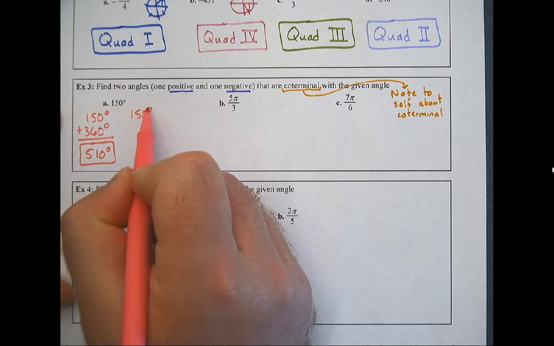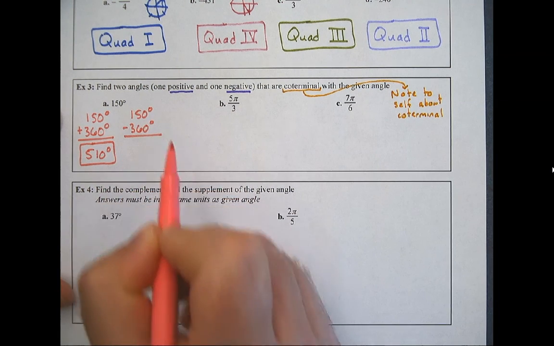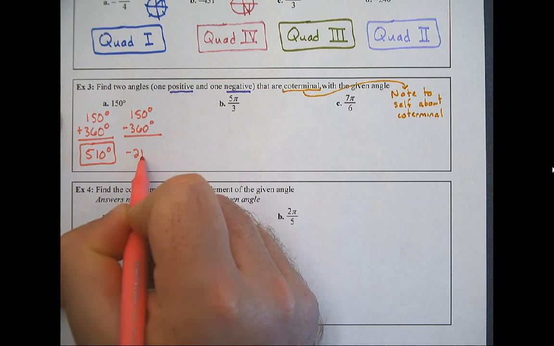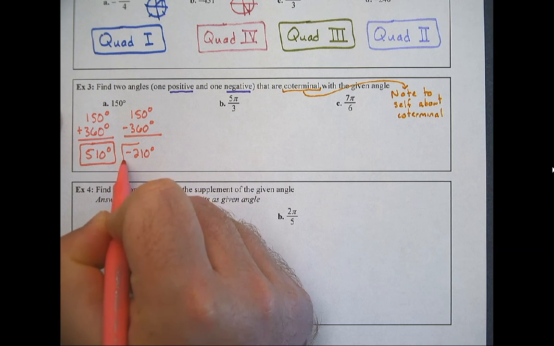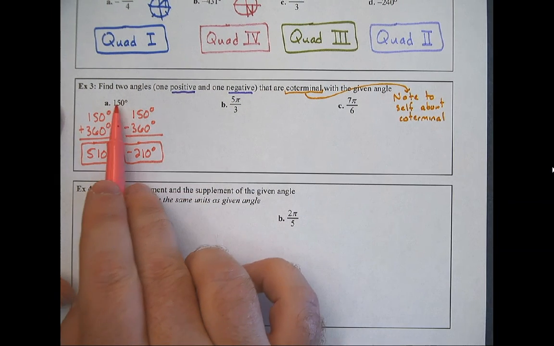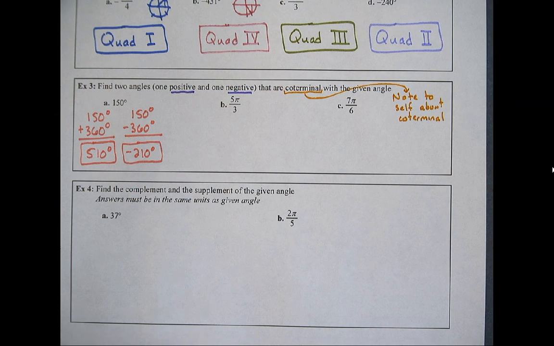Now I need a negative, so I'm going to take that same gap and I'm going to subtract 360 degrees. 150 take away 360 is negative 210 degrees. So if you rotate it around the unit circle 510 degrees or 150 degrees or negative 210 degrees, every time you would end up at the exact same place.